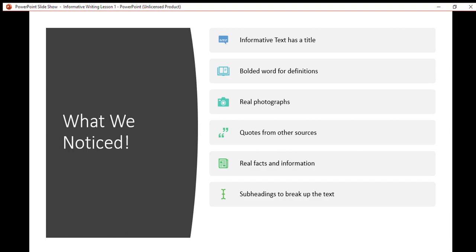We saw subheadings to break up the text into different sections and to explain different parts of the text. And we saw a lot of dates and specific data to show that it's an informative text. These are all the things that we will need to have when writing an informative text ourselves.